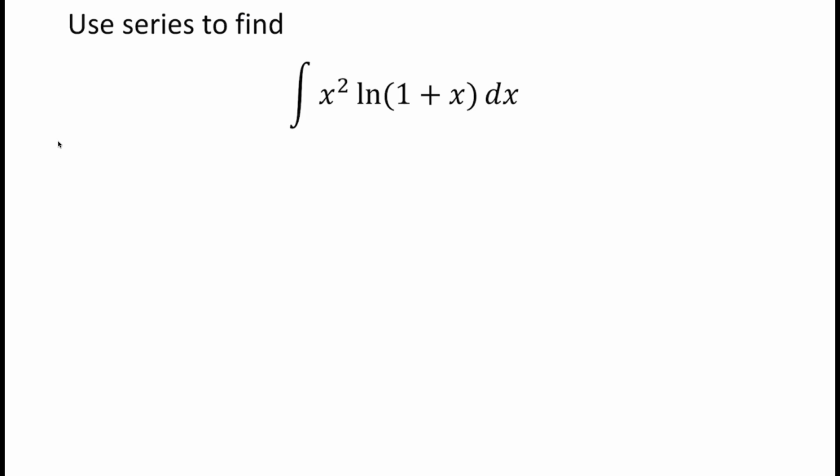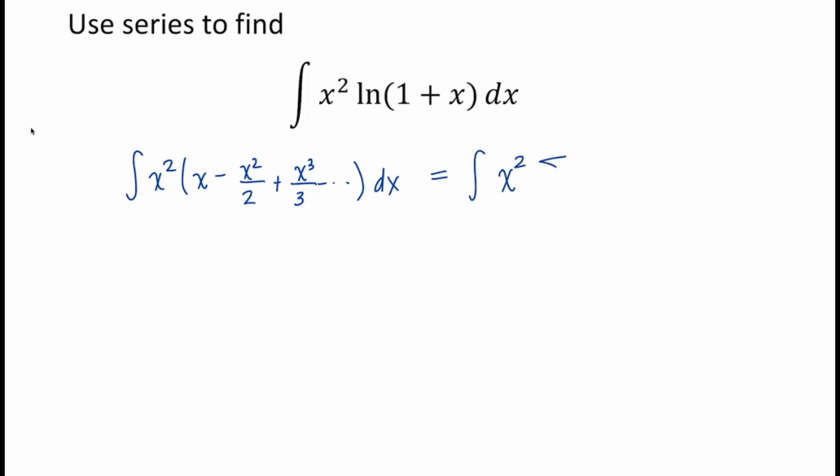So let's say this is the integral of x squared times, let's write the expanded version of this first. So the expanded version is x minus x squared over 2 plus x cubed over 3, and so on, dx. And then I'm also simultaneously going to do x squared times the summation of n equals 0 to infinity of negative 1 to the n, and then it's x to the n plus 1 over n plus 1 dx.